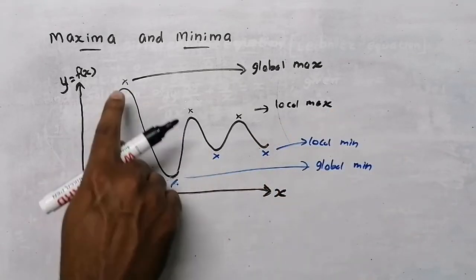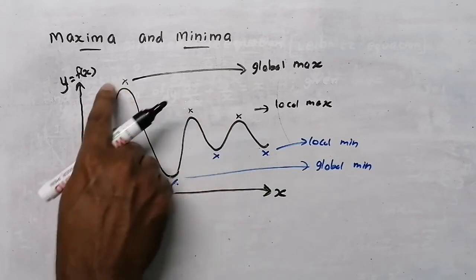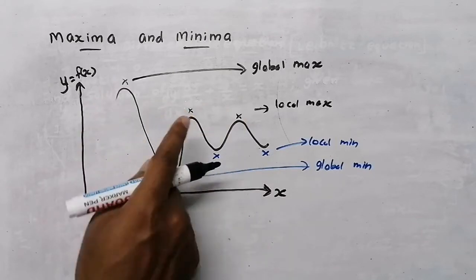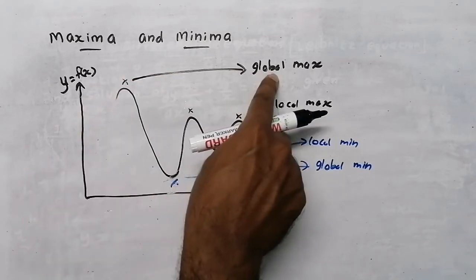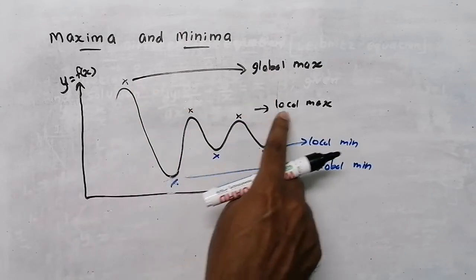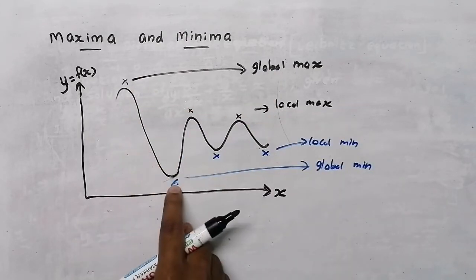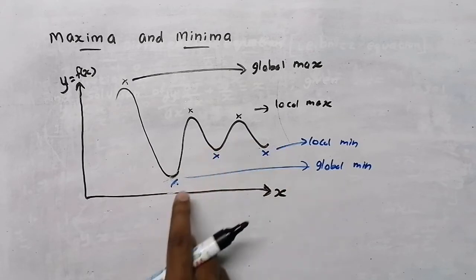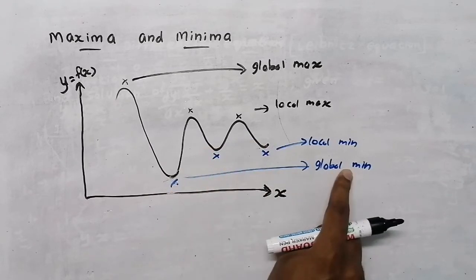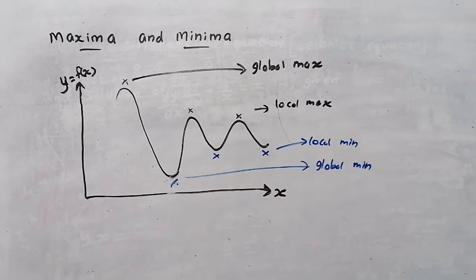In the graph, these are the maximum points, the peak values. In that, the highest maximum point is the global maximum. The remaining maximum points are local maximum. Now, the minimum points of the graph are here, in which the least minimum is the global minimum. The remaining minimums are local minimum.